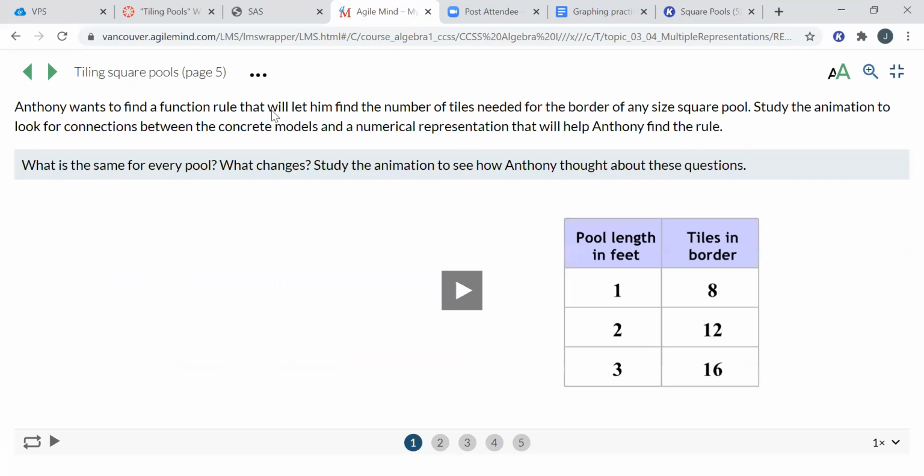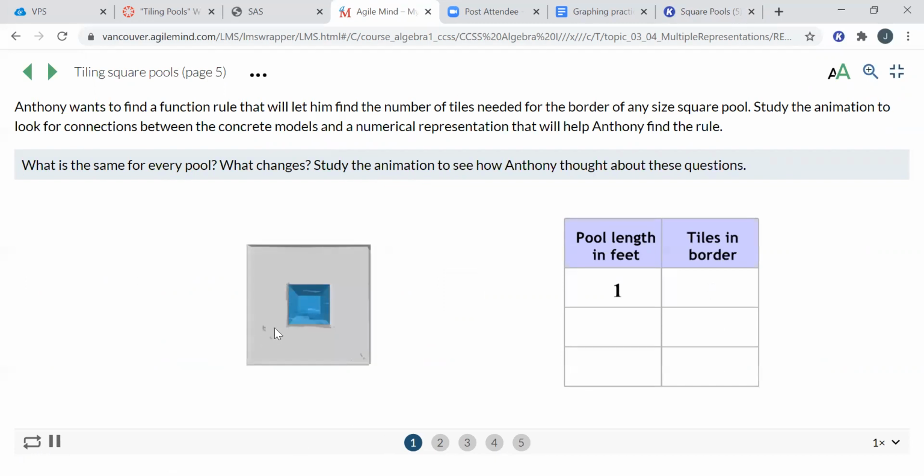All right. Anthony wants to find a function that will let him find the number of tiles needed for the border of any size square pool. Study the animation to look for connection between how the concrete models and the numerical model will help Anthony find the rule. What is the same for every pool and what changes? That's the question. All right, so we're going to push play.